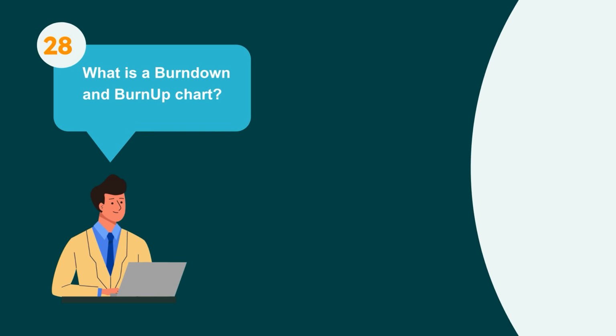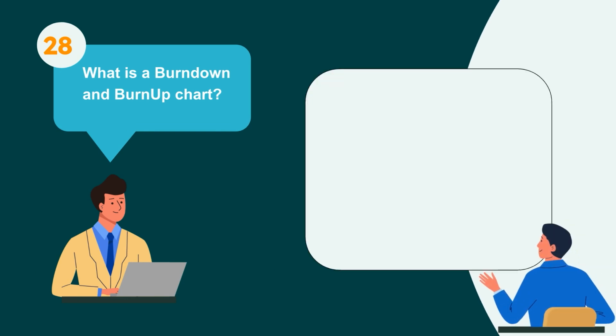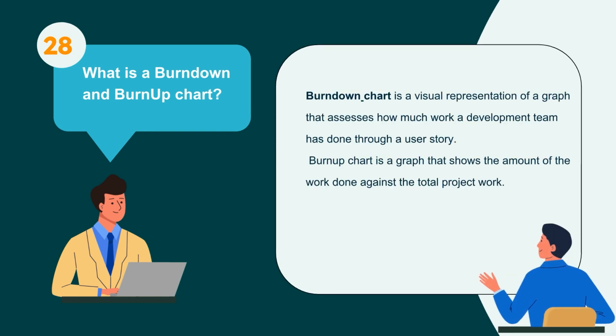28. What is a burn-down and burn-up chart? Burn-down chart is a visual representation of a graph that assesses how much work a development team has done through a user story. Burn-up chart is a graph that shows the amount of the work done against the total project work.